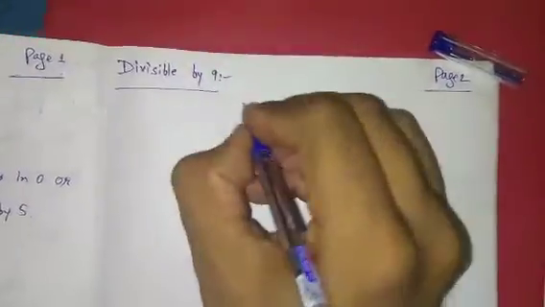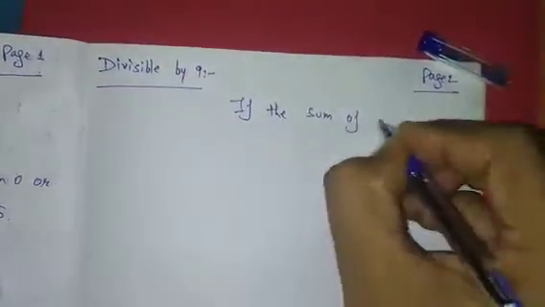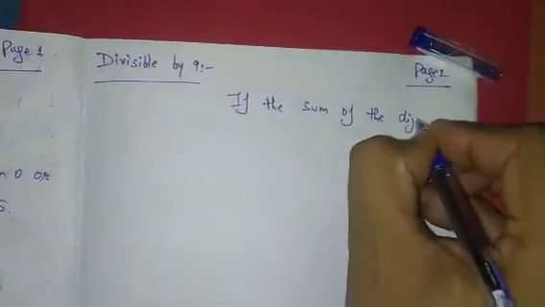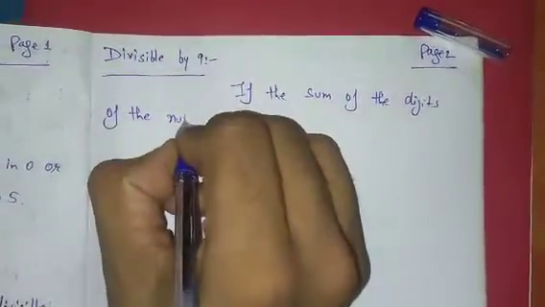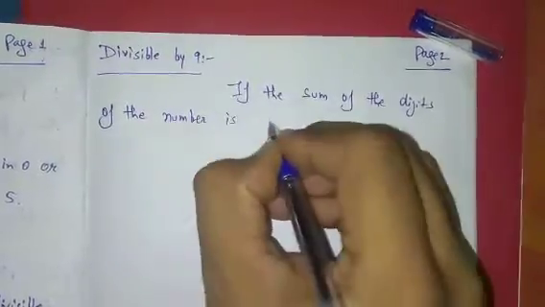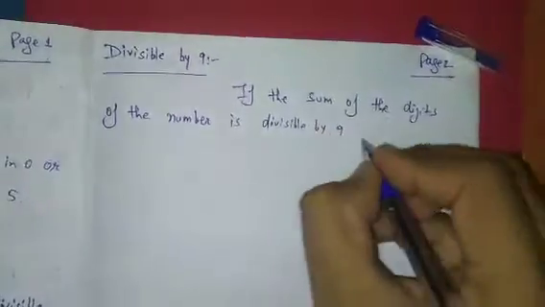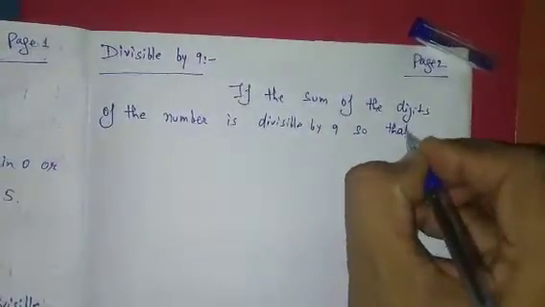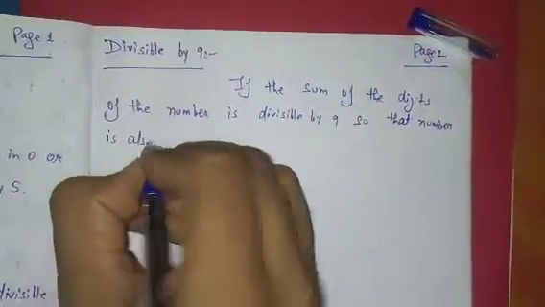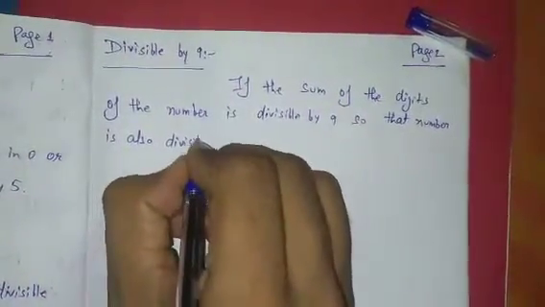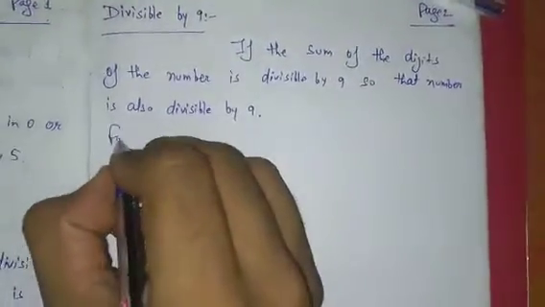Listen, if the sum of the digits of the number is divisible by 9, so that number is also divisible by 9. Okay.